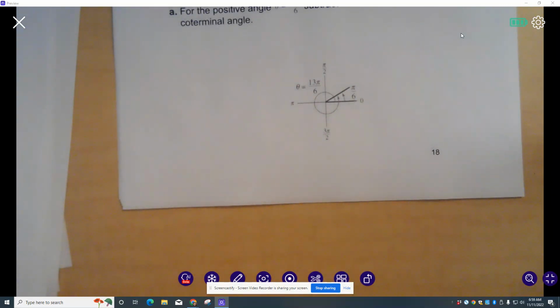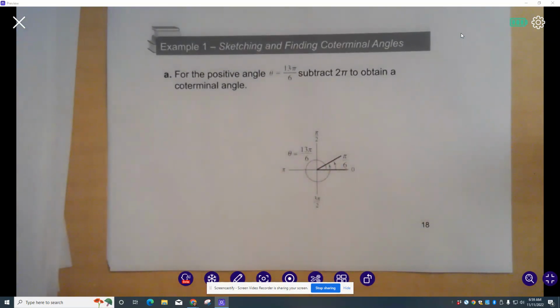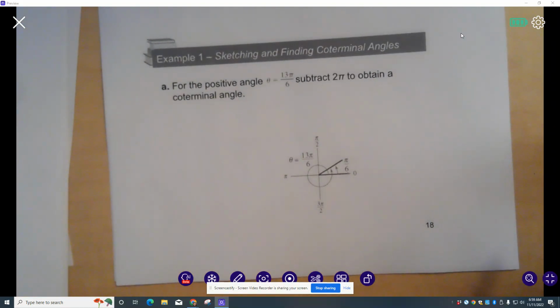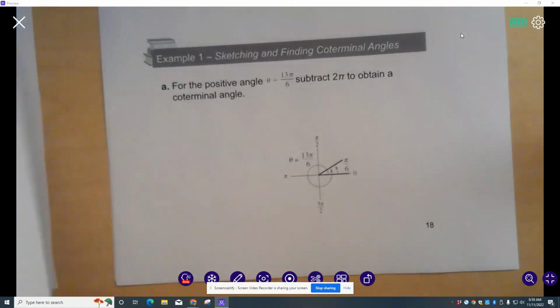All right, let's go to example 1. I would pause the video to write the example. The directions say sketching and finding a coterminal angle. Oh, I thought somewhere we defined coterminal. Did I skip that slide?